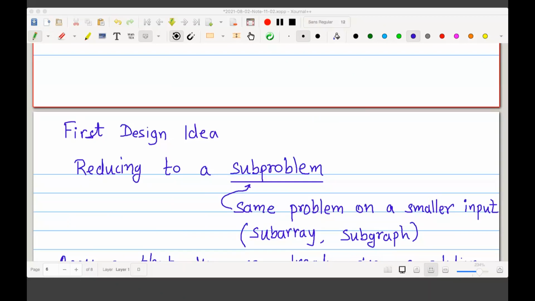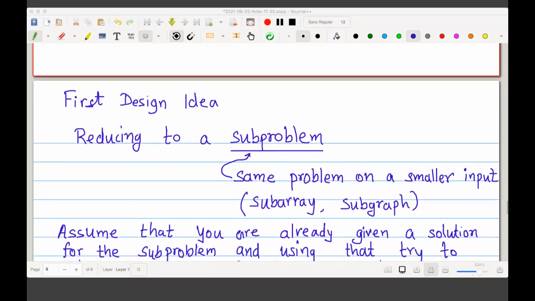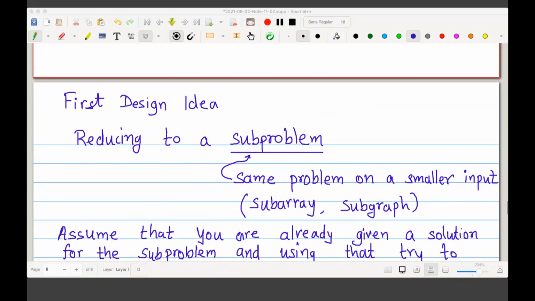But the point is that this list of ideas will be applicable to a really large number of settings. That's why we are looking at them. Hopefully you'll find them useful. So the first design idea is this idea of going to a subproblem, or reducing to a subproblem.